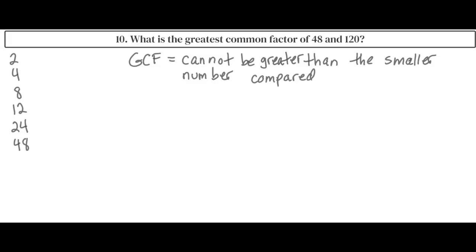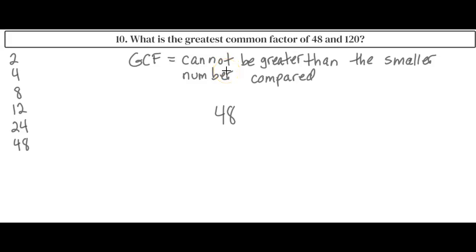So let's proceed, shall we, with number 10 that states, what is the greatest common factor of 48 and 120? Well, before we begin, we have to be aware that the greatest common factor, or GCF that I wrote on the board, cannot be greater than the smaller number compared. In other words, for example, the smaller number being compared in this problem is 48.